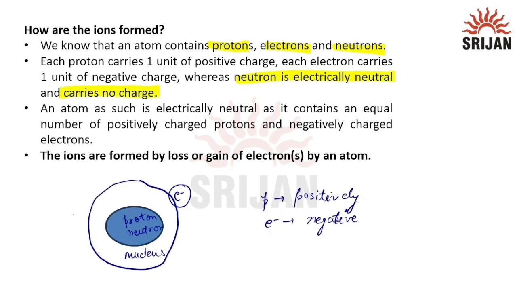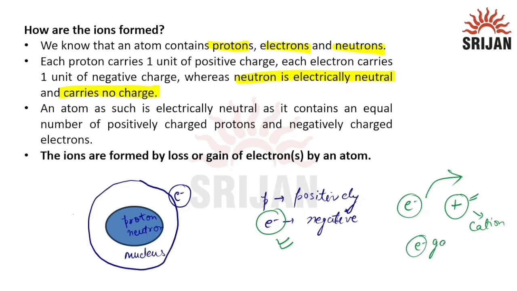It is to be noted that during the formation of ions, these electrons play a very important role. If an electron is given out, if an electron is lost, then a positive charge comes on the atom. Then it is known as cation. If an electron is gained, an extra electron comes, then it gains a negative charge and it is known as anion. So, proton has no direct role in the formation, but electron plays a direct role.